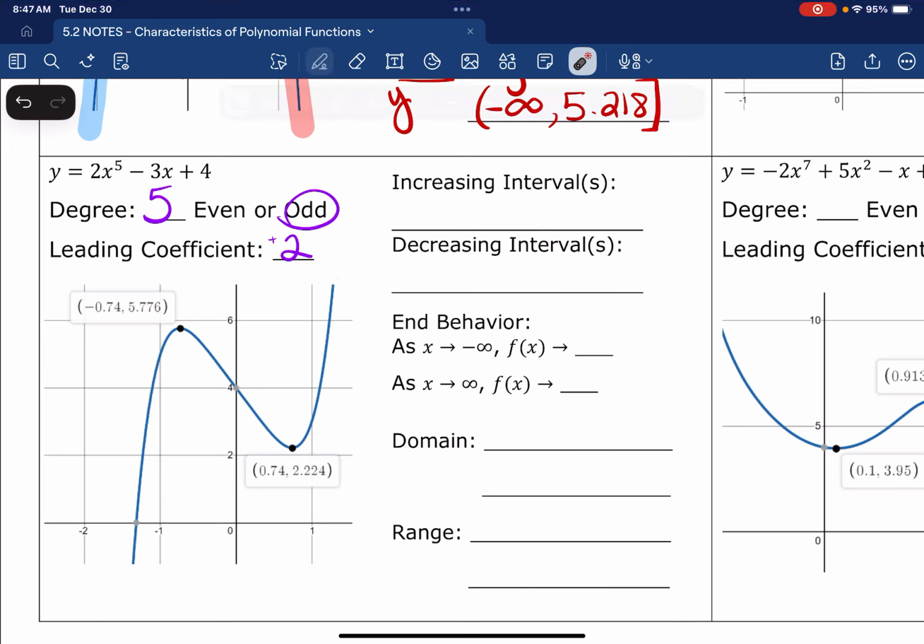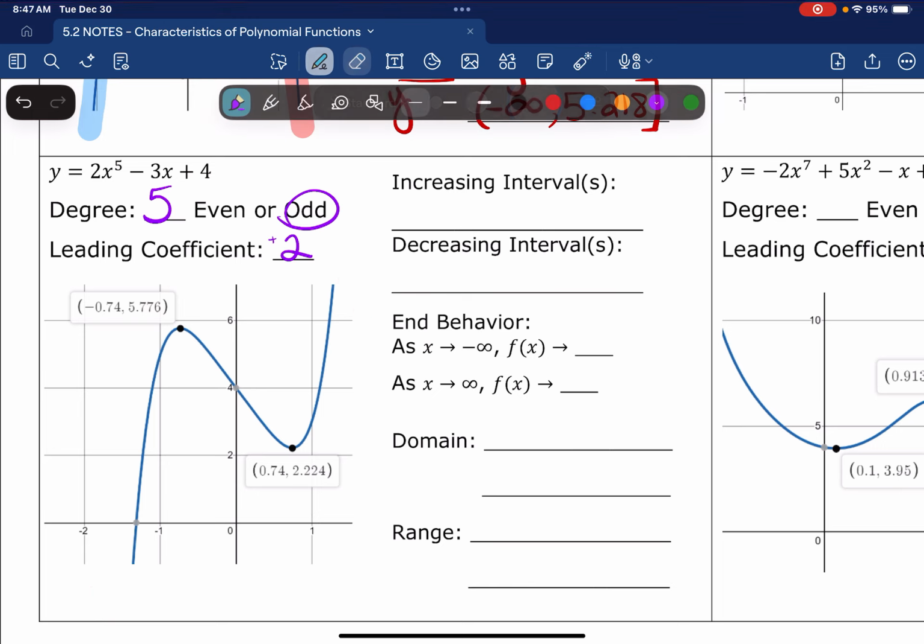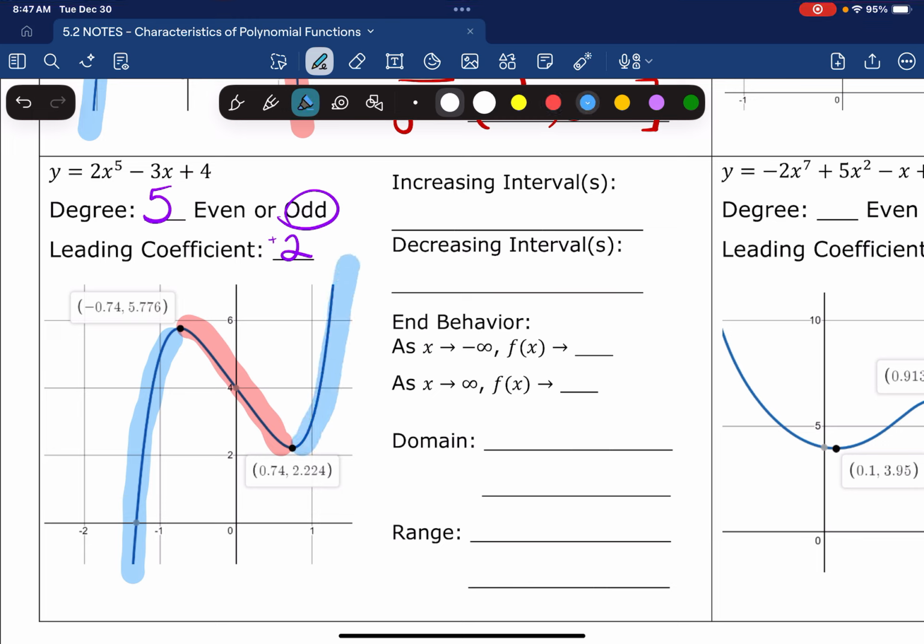Okay, so let's go ahead and highlight. We have an increasing interval, then we have a decreasing interval, then we have another increasing interval. And we're always going to use our x values. So I've got this x value and this x value. And our function moves from left to right, from negative infinity to positive infinity.